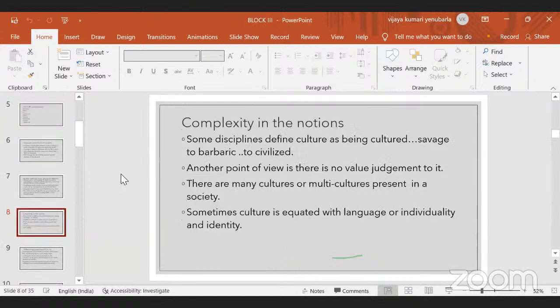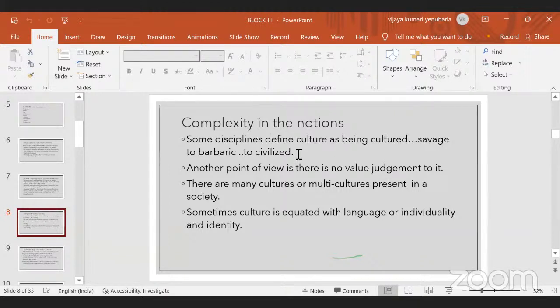So what is the difficulty in the notion of culture? Some disciplines define culture differently. Discipline, as given in your textbook, is a study of a particular subject. For example, anthropology, biology, physics, chemistry, English, all these are different disciplines. So some disciplines define culture as being cultured, savage to barbaric to civilized. Suppose you say anthropology, you say sociology, their point of view is different.